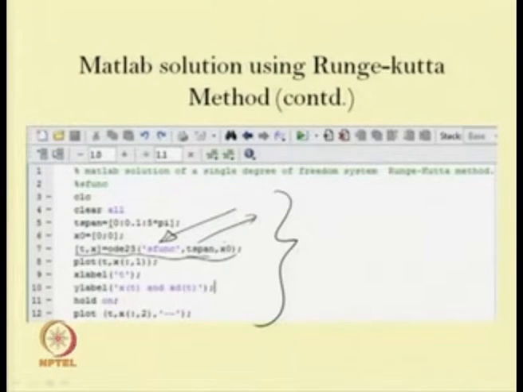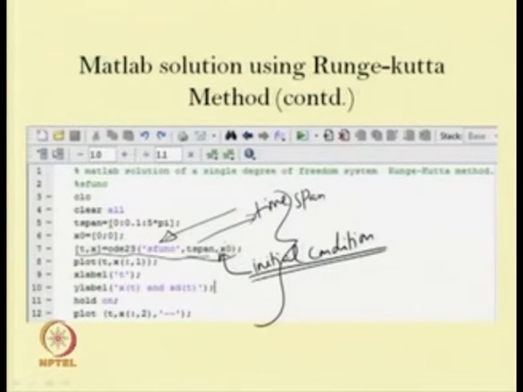So, this is the time span. One can take this time span. This is the initial condition. The initial condition will be given in terms of displacement and velocity. Then one can obtain this x and t, and one can plot this expression. Here one can plot the time response, or one can plot the phase portrait. So, this is the time response and this one is the phase portrait.